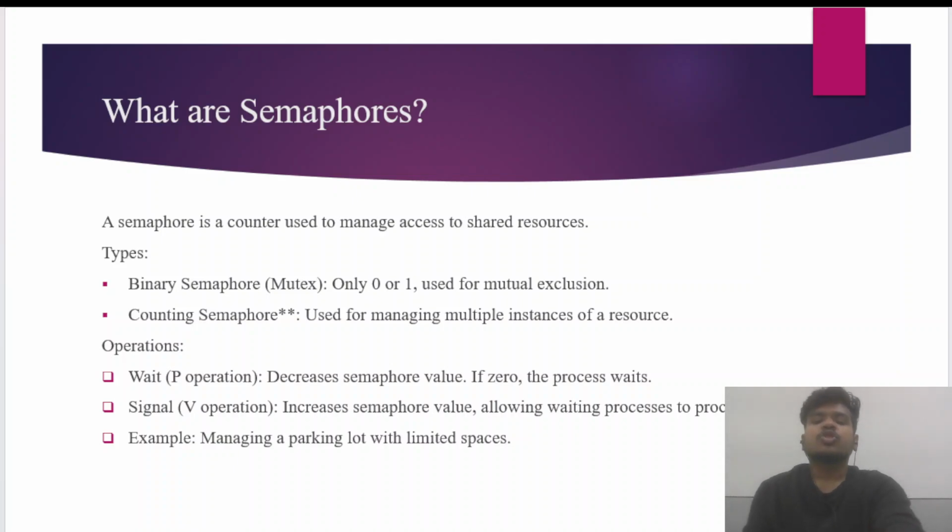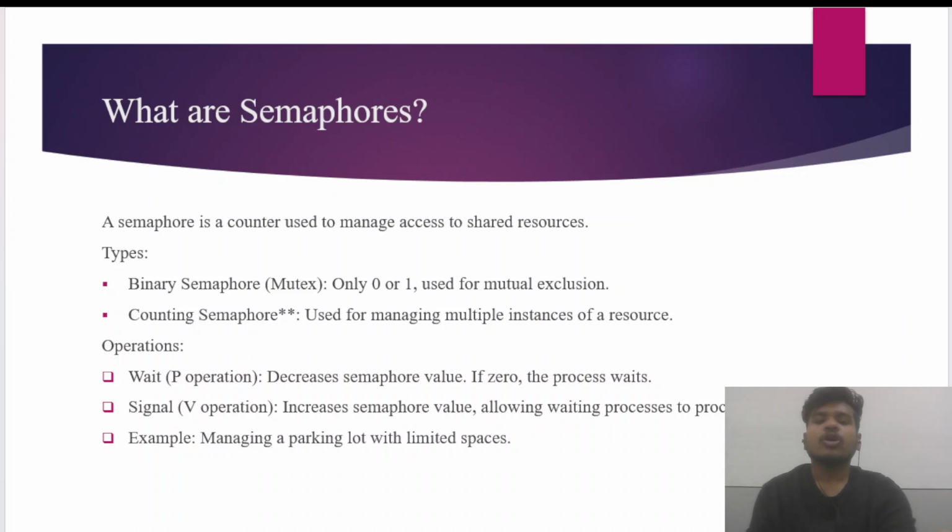So what are the operations on semaphore that we can perform? There are two operations. First one is wait, P or down operation. As the name suggests, it decreases the value of the semaphore. If the semaphore value is greater than 0, the process can continue. But if the value is 0, the process will wait. And then we have the signal operation. Signal operation is the opposite of wait operation. It increases the value of the semaphore. If there are processes waiting, one of them will be unblocked.